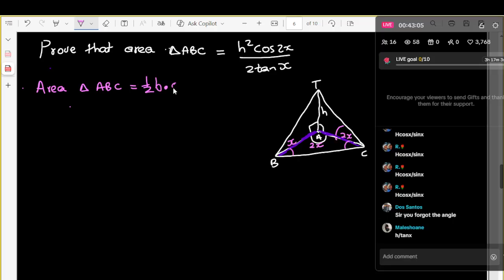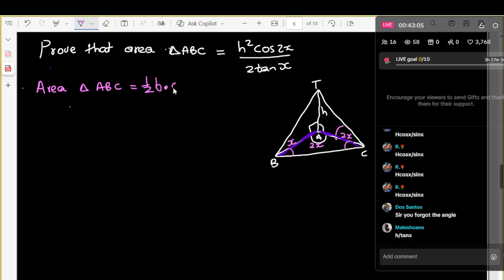Remember we just calculated our AB, the line of AB. So if we do the substitution, the area will be 1 over 2, small b, which is AC, multiplied by small c, which is AB, and then the sine of angle A. This is the formula that we're going to use to find the area of triangle ABC.